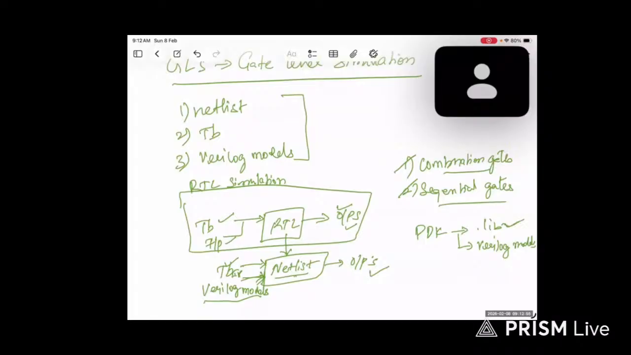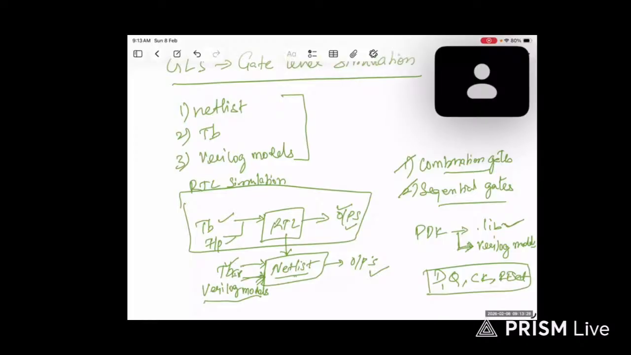For example, a D flip-flop will have a D pin, Q pin, clock pin, and then the reset pin, correct? It has its own logic, correct? The D flip-flop will have its own logic behind that, whatever is mentioned in the dot lib. So where do you get that logic from? The PDK also has Verilog models, that is, the corresponding Verilog models will be there. If you see that, there you will have the logic behind these particular gates.